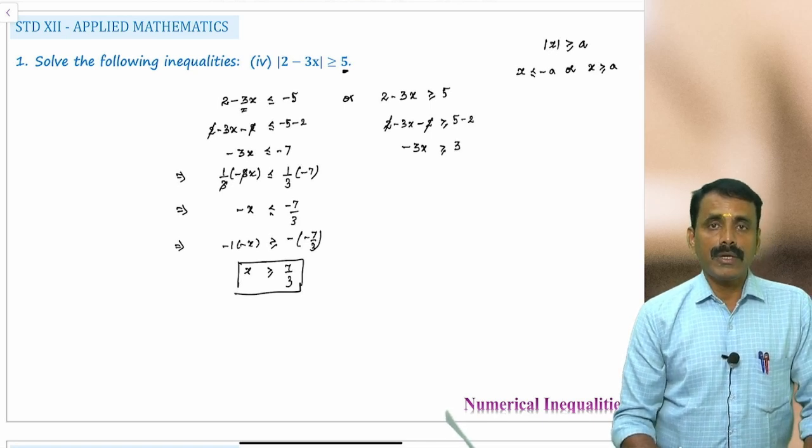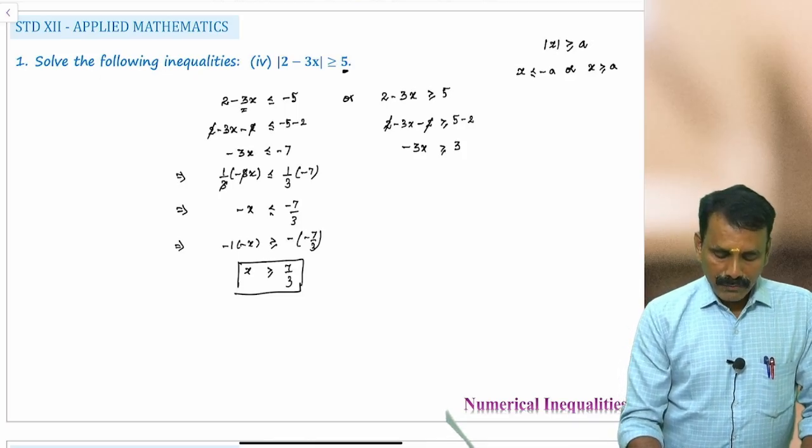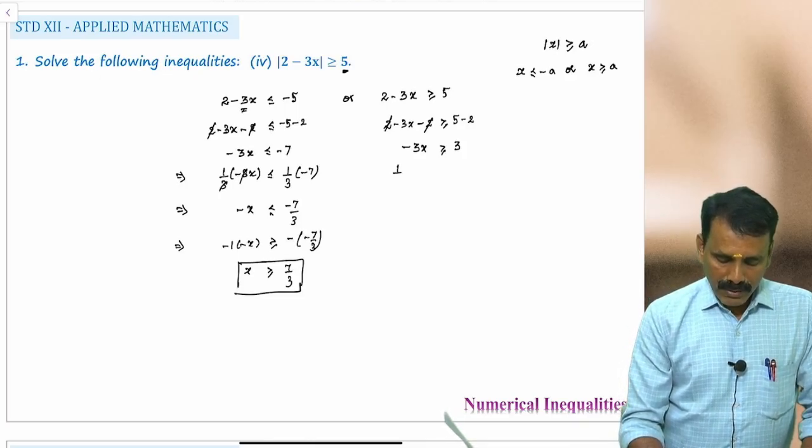I want to remove 3 now. What should I do? We multiply with the multiplicative inverse of 3. So 1 by 3 into minus 3x greater than or equal to 1 by 3 into 3. So we cancel 3 here. Here also we can cancel. So we get minus x greater than or equal to plus 1.